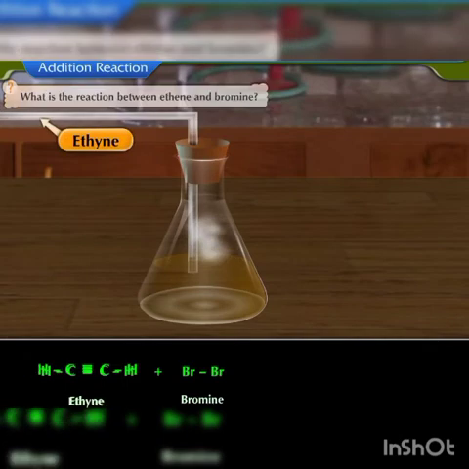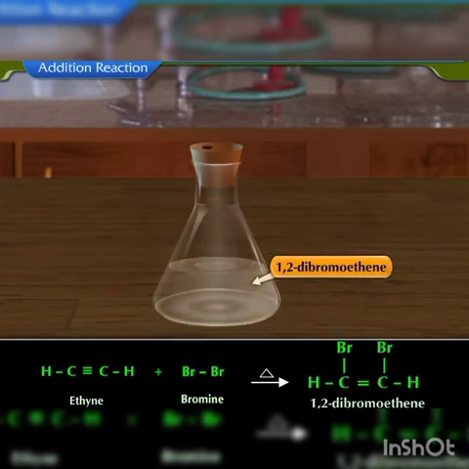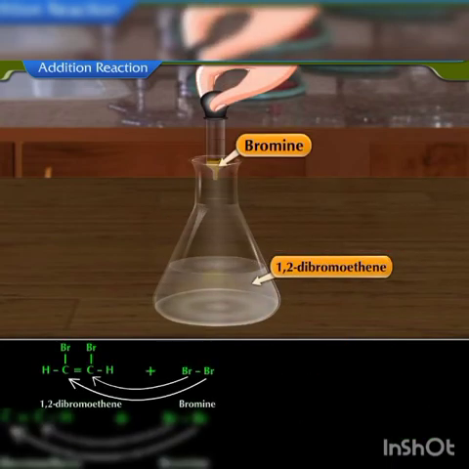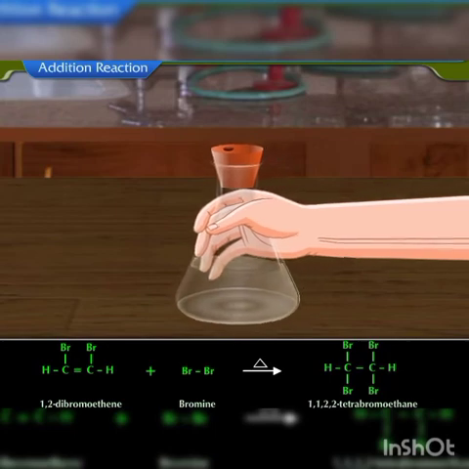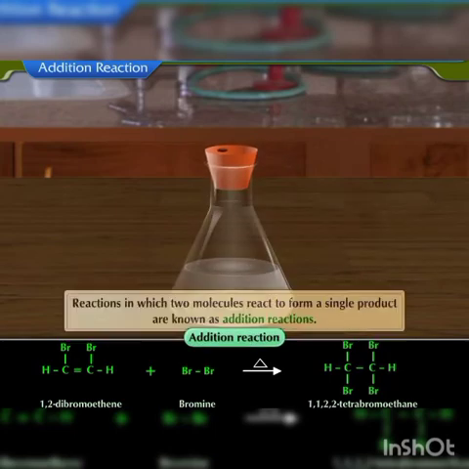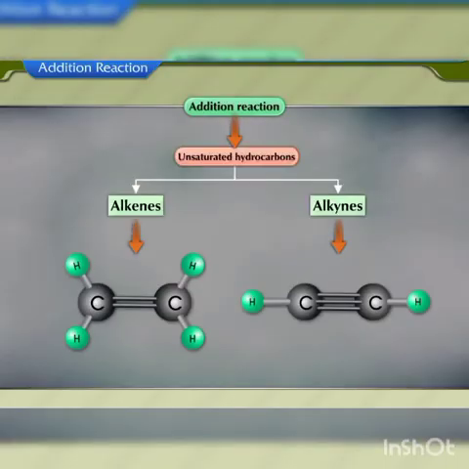Alkynes, for example, ethyne, react with bromine first to form 1,2-dibromoethene. It again reacts with bromine and then finally forms 1,1,2,2-tetrabromoethane. This is an addition reaction. Such reactions in which two molecules react to form a single product are known as addition reactions. These reactions take place only in unsaturated compounds containing double or triple bonds. Thus, only alkenes and alkynes give addition reactions because alkenes contain double bonds and alkynes contain triple bonds.